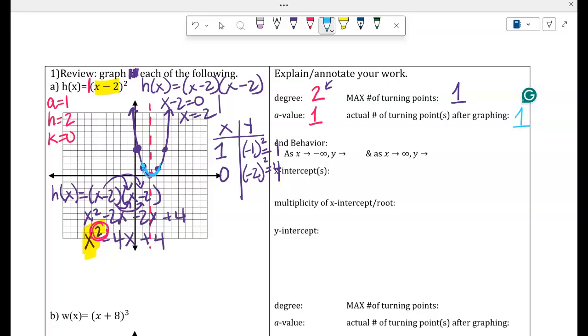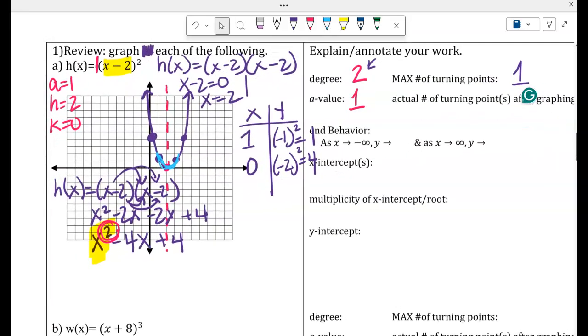Now, brand new concept here is going to be your end behavior. So please pay attention to this, okay? End behavior, this is how we read it. As x is going to the left side towards negative infinity, so x is over here, going to the left side, y is going up. So that means y is going to infinity. Now let's look at the right side.